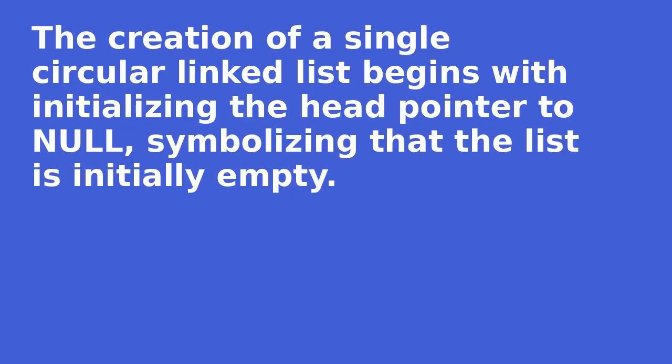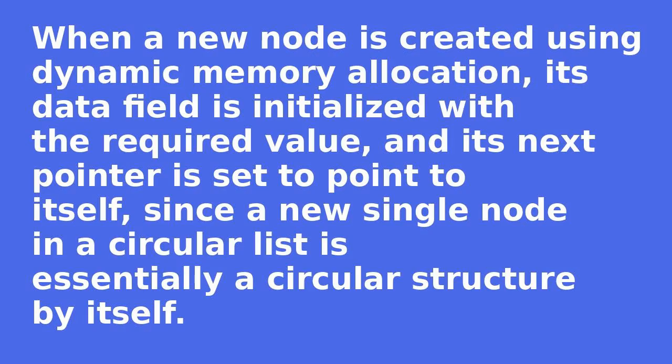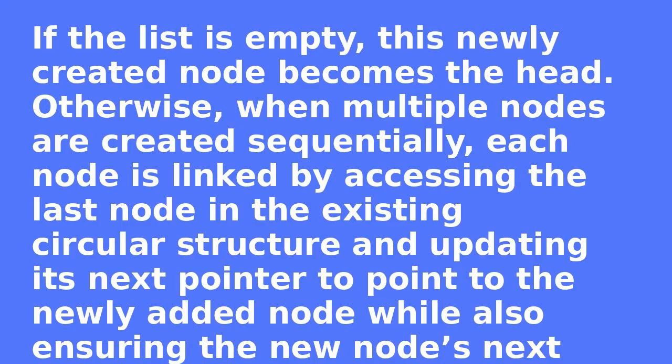The creation of a single circular linked list begins with initializing the head pointer to null, symbolizing that the list is initially empty. When a new node is created using dynamic memory allocation, its data field is initialized with the required value, and its next pointer is set to point to itself. Since a new single node in a circular list is essentially a circular structure by itself, if the list is empty, this newly created node becomes the head.